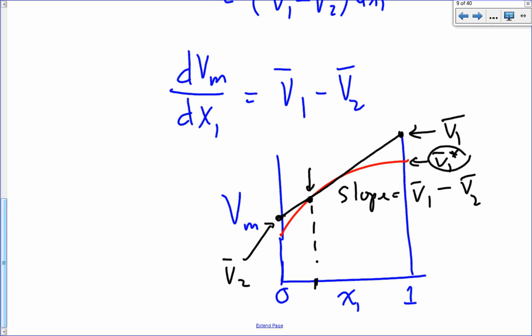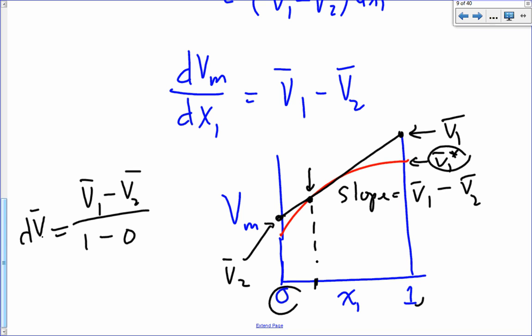Why? What's the slope there? V1 bar minus V2 bar over 1 minus 0, right? Delta x is 1 minus 0. That's just equal to your slope, dVm/dx1. So that's the slope of the tangent line to that graph of molar volume versus x1. So that gives you the difference.